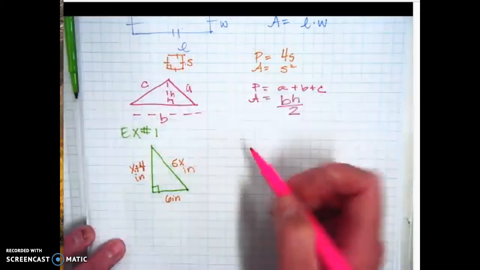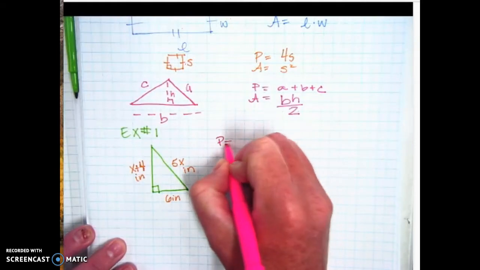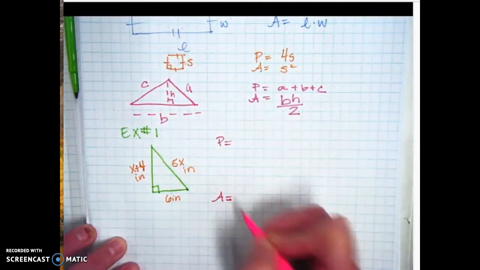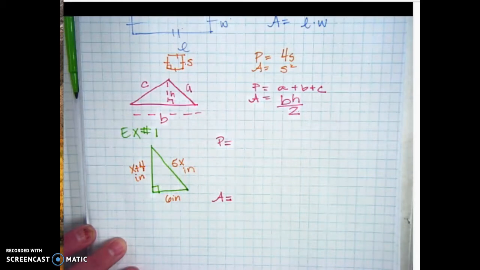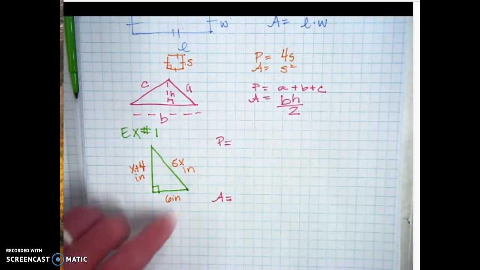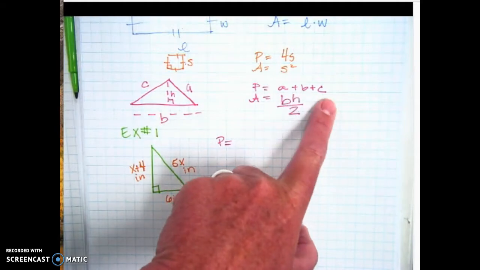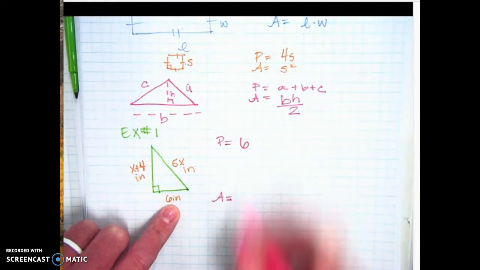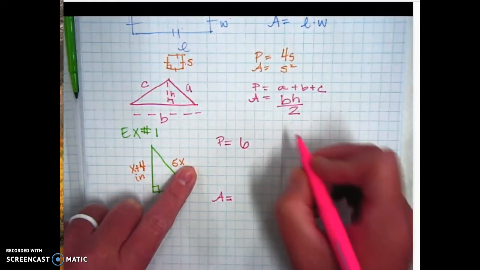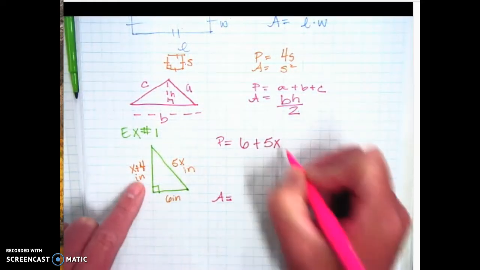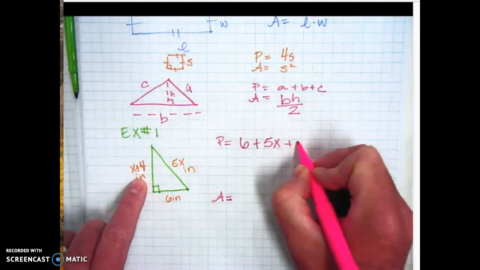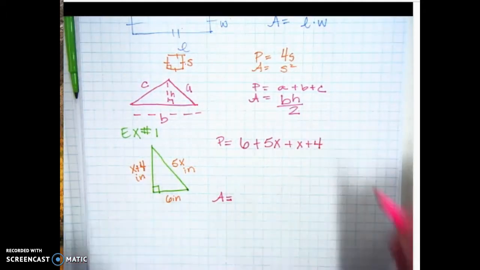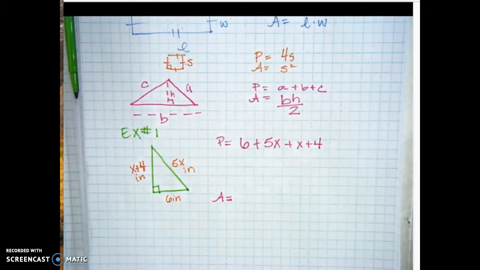Okay? So first, let's find the perimeter, and then let's find the area. Okay? So for the perimeter on our triangle, we do what? Add the 3 sides, okay? So let's start with the easy one, the 6. And then we've got a 5x. And then we've got the third side, which is x plus 4. Okay, so if they just gave you all numbers, it'd be super easy. You'd just add them all up and you'd say it's how many ever inches and you'd be done.